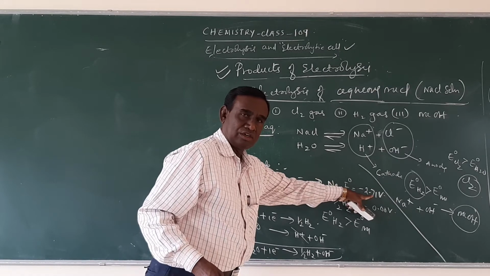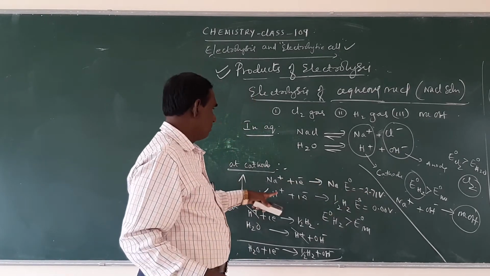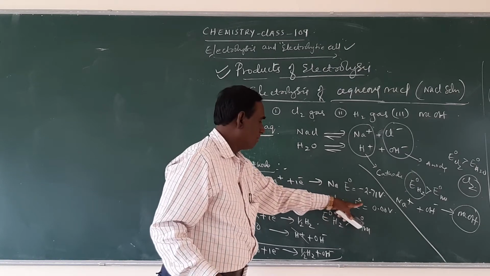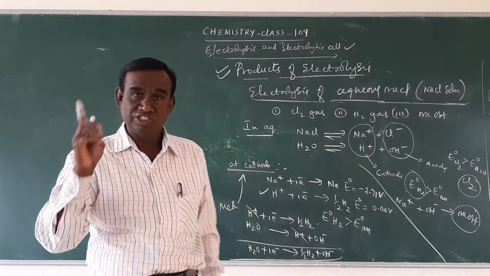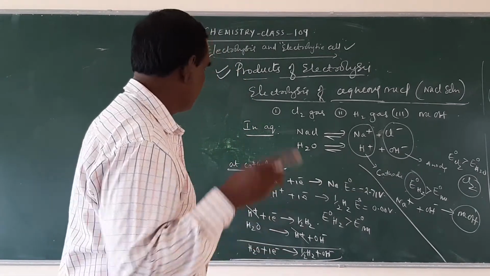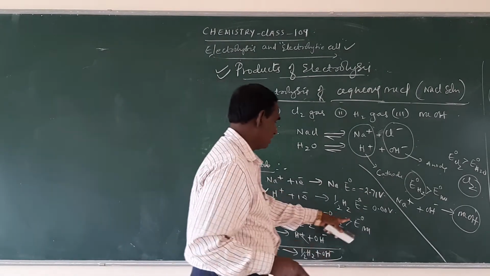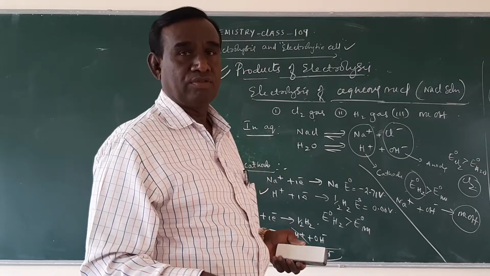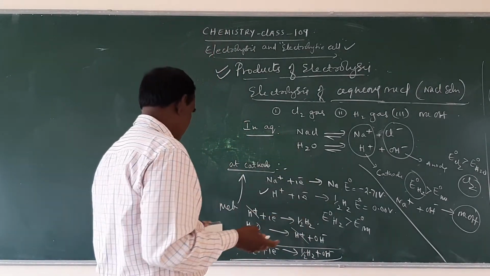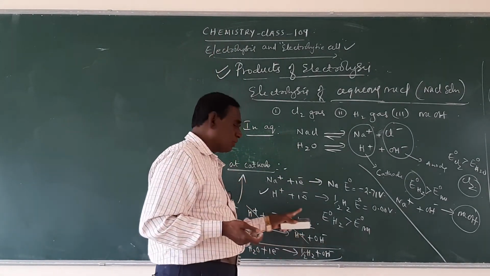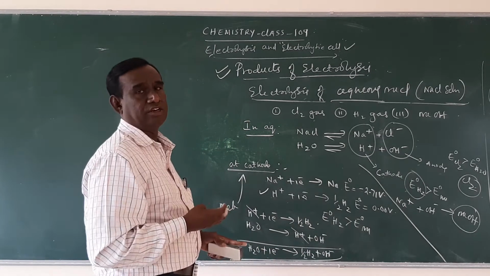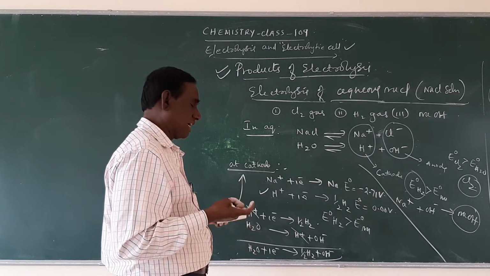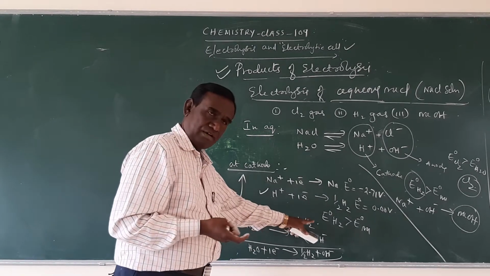You know that the E naught value is minus 2.71. But H+ plus 1 electron to half H2, that is reduction to hydrogen, has an E naught value of 0.00, which is greater than minus 2.71. So E naught of H2 is greater than E naught of sodium, and a greater E naught value is to be preferred for the reaction. Therefore, hydrogen ion into hydrogen is to be considered for reduction, and so the net reaction at cathode is H+ plus 1 electron to half H2.